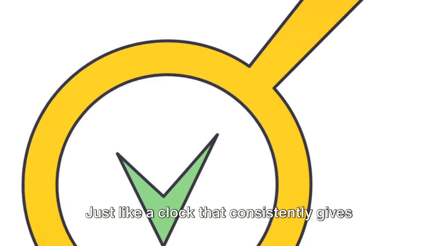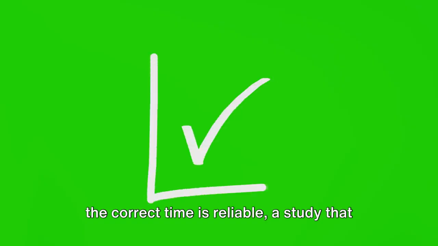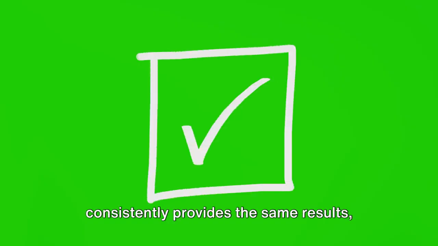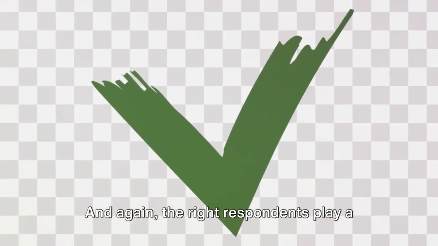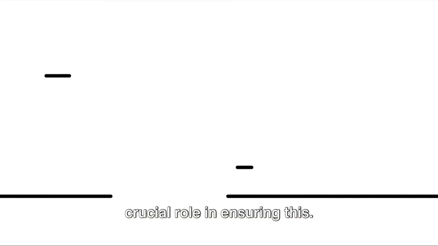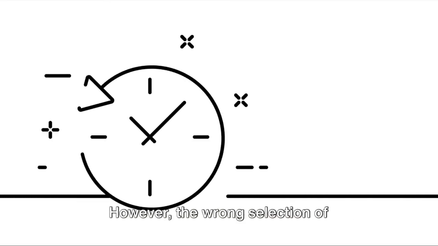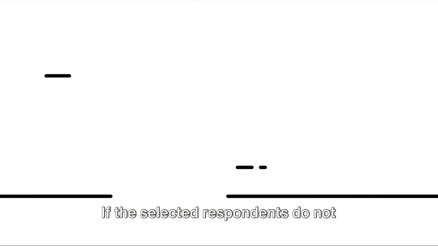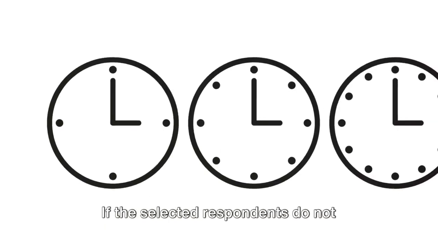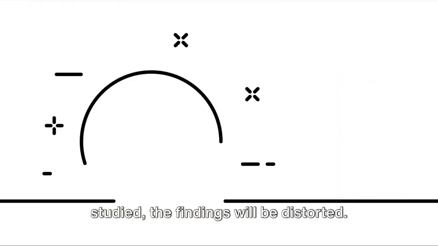Just like a clock that consistently gives the correct time is reliable, a study that consistently provides the same results, regardless of when or where it is conducted, is reliable. And again, the right respondents play a crucial role in ensuring this. However, the wrong selection of respondents can skew results and lead to inaccurate conclusions. If the selected respondents do not accurately represent the population being studied, the findings will be distorted.